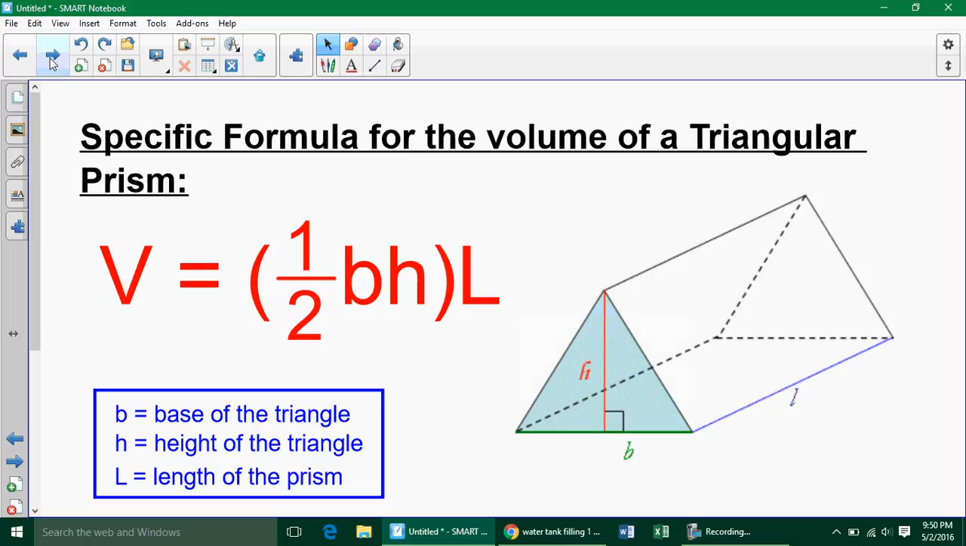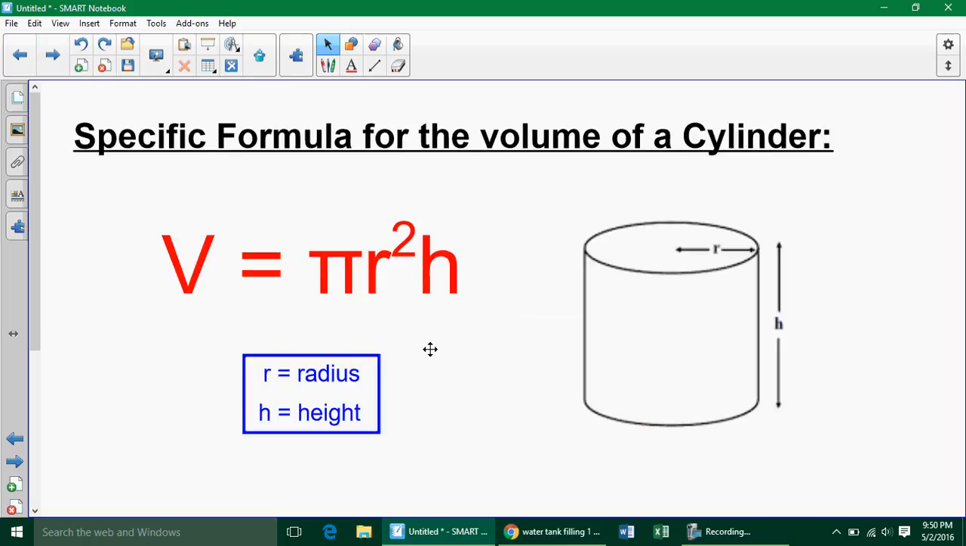Okay, finally, we have a cylinder. The volume of a cylinder we find by using the formula V equals pi r squared h. Again, it follows the same pattern. It's the area of the base times the height of the whole prism. The base in this case is a circle, and we know from what we talked about with circles before, area is equal to pi r squared. So we'd have to take that, whatever the area is, and multiply it by the height of the prism.